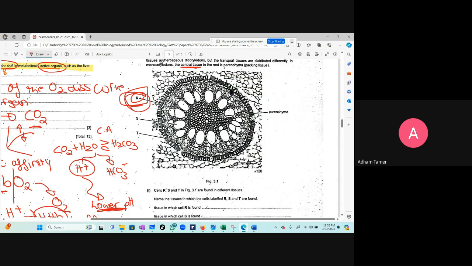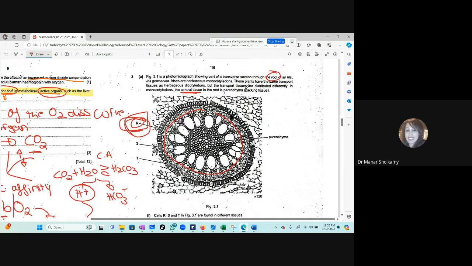Well, it's not very clear. The printing is not very clear, but I think vascular bundle. No. The vascular bundle is in the center. This is the vascular bundle. And they said that this is the central tissue, and that this is the root. So we have a root here. Outside here, we have the epidermis and the root hair cell. And then we have another layer, and within this layer, we have the vascular bundle.